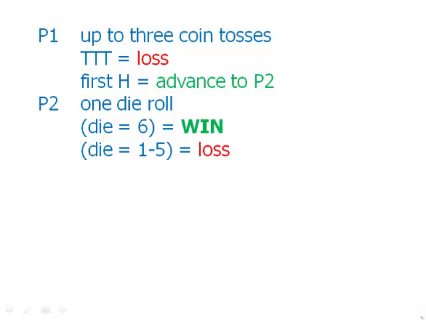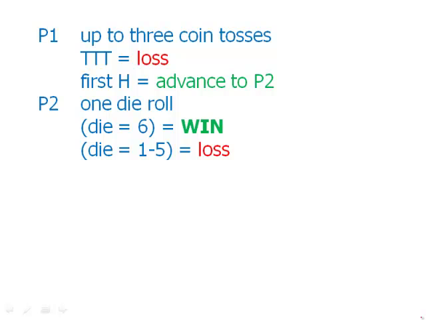So this is my abbreviation scheme for the problem. In phase 1, we're going to have up to 3 coin tosses. If I toss tail, tail, tail, I lose. As soon as I get the first head, either on the first toss or the second toss or the third toss, then I advance to phase 2. Phase 2 just consists of a single roll of one die. If I roll a 6, I win. If I roll anything else, I lose.